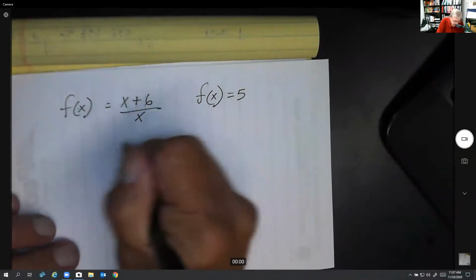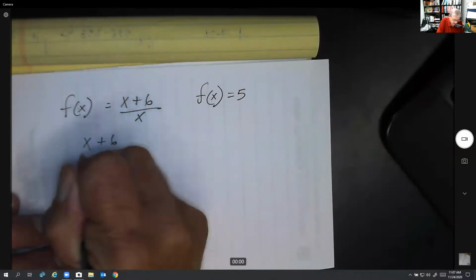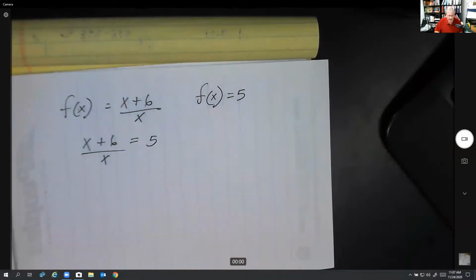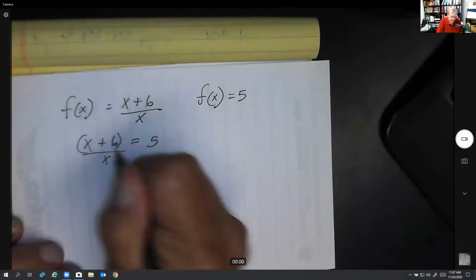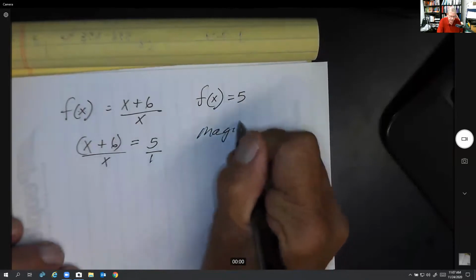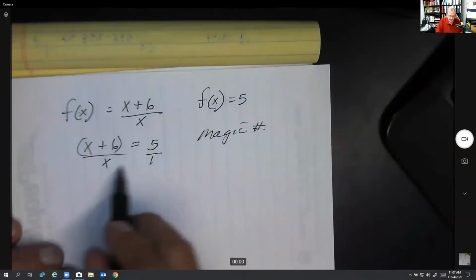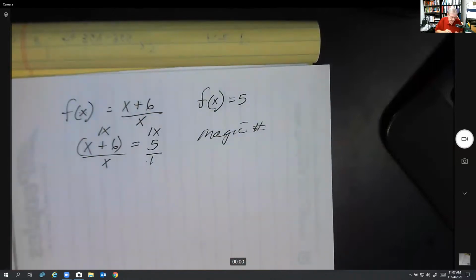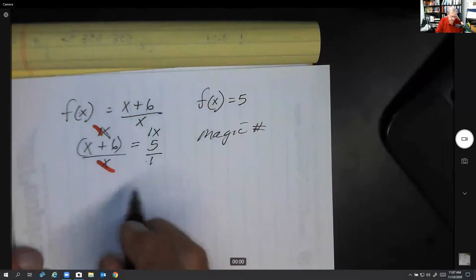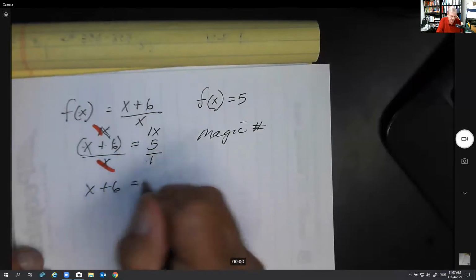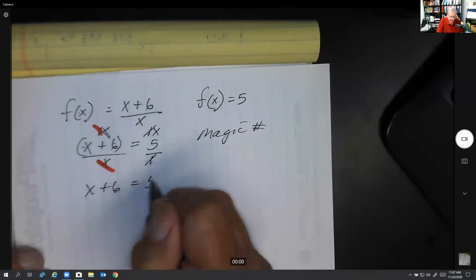So they want this problem. You can put the 5 first, or you can put it afterwards. That's what they're really saying, is they want this problem to equal 5. Right, like that. Let's put this in the parentheses. Let's put the 5 over 1. Let's look for the magic number. The magic number is 1x. Okay, x's cancel. Let's cancel out the x. 1 times x plus 6 is x plus 6. Equals, the 1's cancel, and I get a 5x.